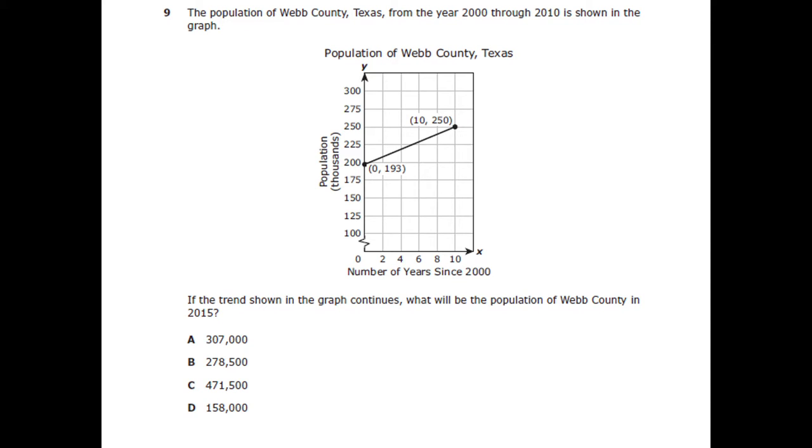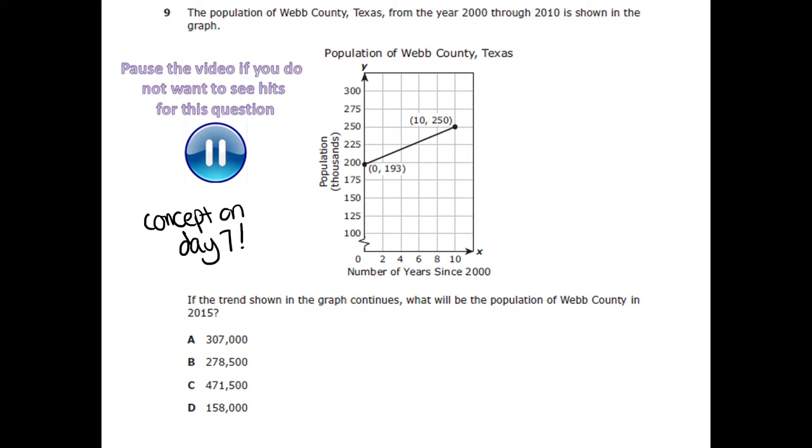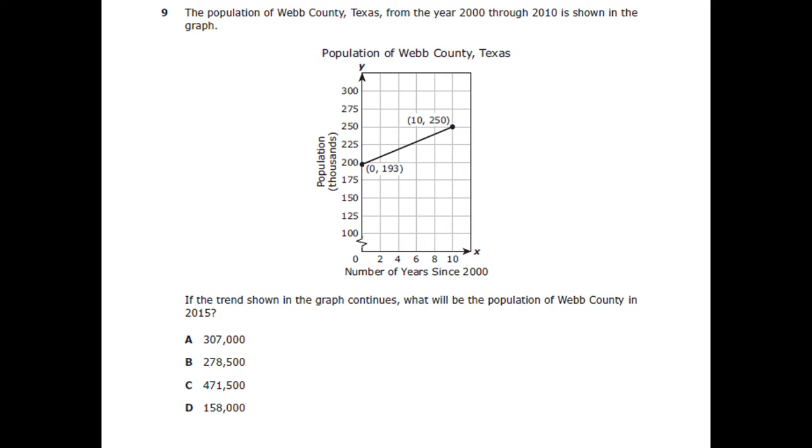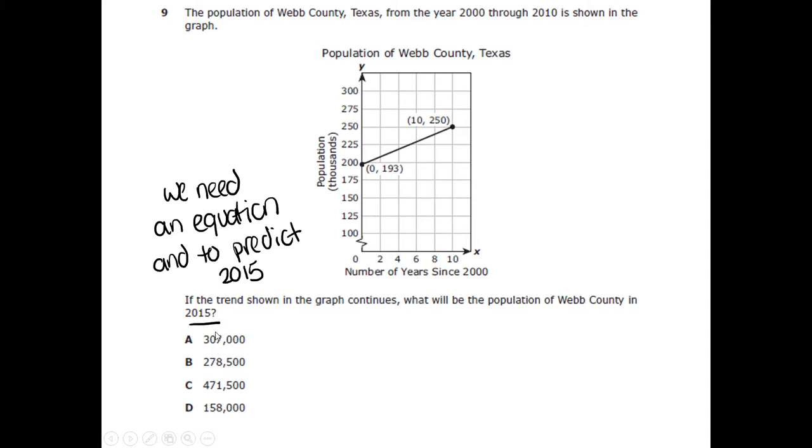All right, number 9. Number 9 should be pretty easy. We talked about this concept on day 7. Okay, first hint. They're asking us to make a prediction, so we need an equation. Your other hint is 2015 is really 15 when we are looking at our numbers, because it started at 0 for 2000. Those are the only hints I'm giving you for this question.